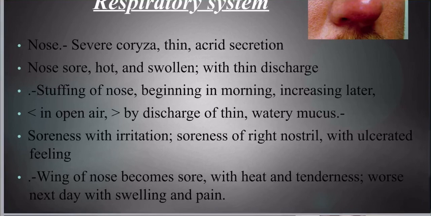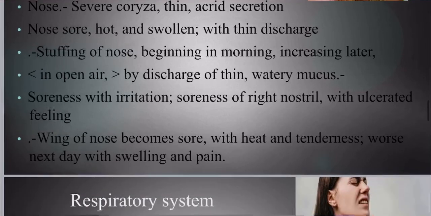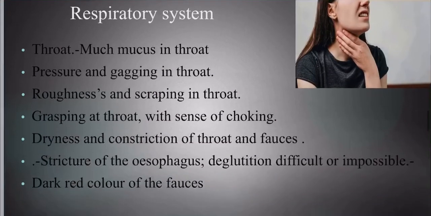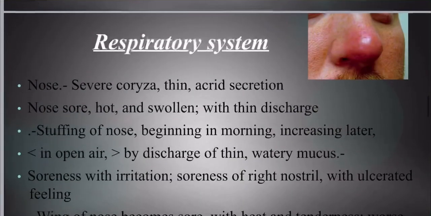How do you remember? The person is having coryza, the secretion is thin and acrid, in the morning it's going to increase, and how is it ameliorated? By thin discharge. As the discharges happen, the complaint is going to reduce. And then along with the soreness and redness, there will be irritation in the right nostril, and there's tenderness. The tenderness and the heat, the next day it is going to become swollen and painful. Now those are the nose complaints. We are very clear with the nose.